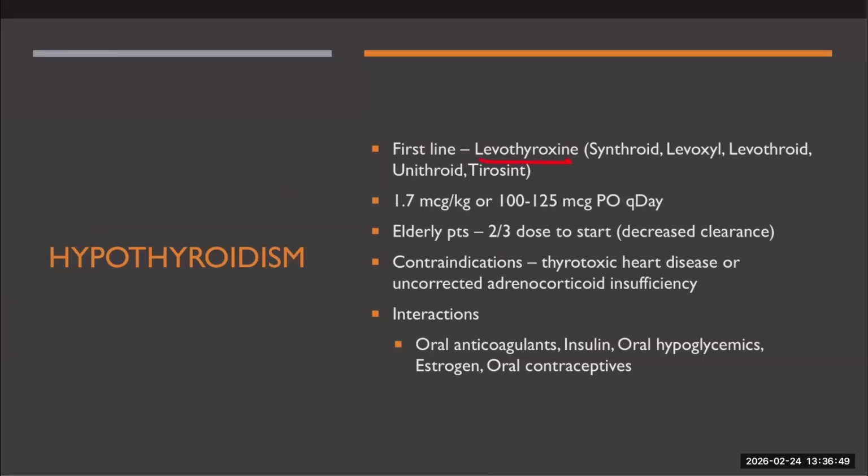For some reason, they don't work the same way. Whereas if you take brand Plavix and you give generic Plavix, 75 milligrams, it's going to be the same, brand versus generic. These, I don't know why, but they don't correlate the same way. So if you're switching from one to the other, you have to do some more routine blood draws. But again, you start on a low dose. Elderly patients start on a lower dose. Contraindications: thyrotoxic heart disease, or any uncorrected adrenal insufficiency.